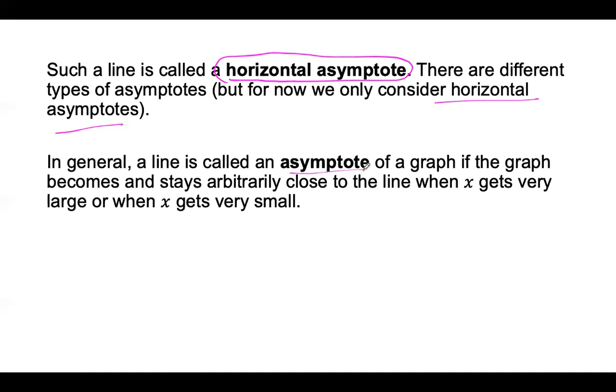In general, a line is called an asymptote of a graph if the graph becomes and stays arbitrarily close to that line when x gets very large or when x gets very small. Okay. So arbitrarily close just means it approaches it. It doesn't have to reach it. The intuition is a limit, like it's getting closer and closer. Let's say I'm walking towards someone over there, and we're walking at one step every second. So I never actually reach that person, but I keep getting closer to that person. It's a bizarre notion.